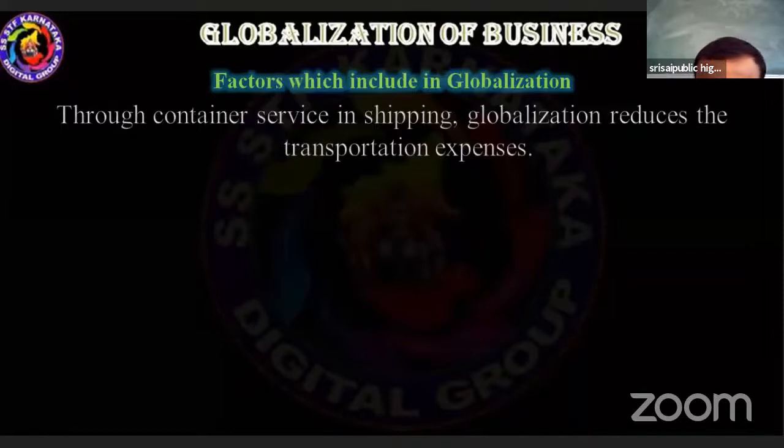Through container services in shipping, globalization reduces the transportation expenses. Globalization is reducing the transportation expenses through container services. Container services, it means, wait.